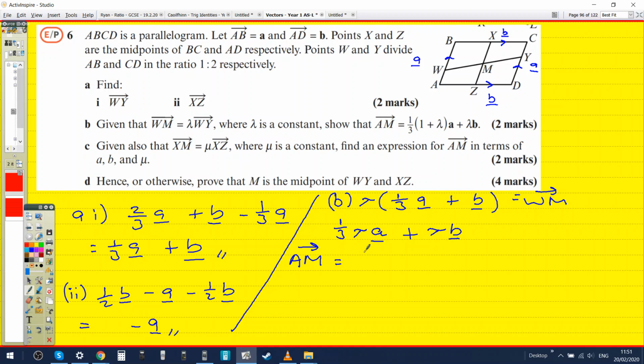Will it be something like a third lambda A plus lambda B? Mm-hmm. And then do I need to take away the WA bit? So big letters. How do you get from A to M? You said A to Z, then Z to M. Any other way? WM. Oh no, A to W, W to M. Yeah. And that uses WM, which is what we just did. And so let's try that one.